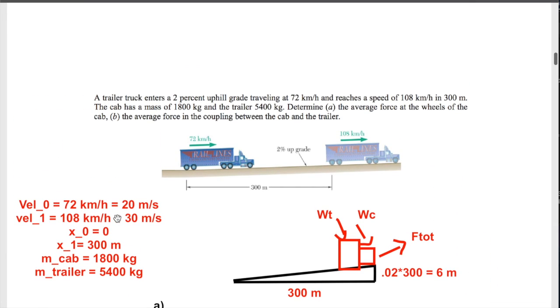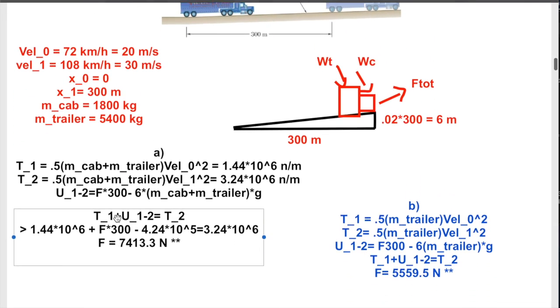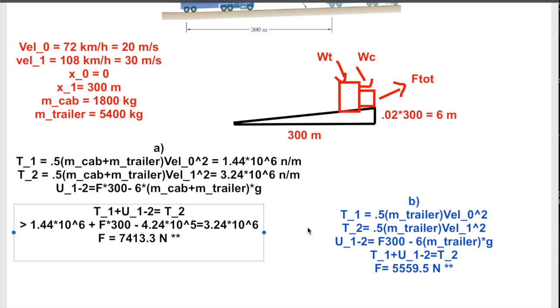So for B, we want to find the average force in the couplings. It's pretty similar to what we did in part A. But instead, for our equations, we just use the mass of the trailer, and we're trying to find the force between them. So we have the trailer. We use the kinetic equation, but just for the trailer. Same thing with T2 kinetic equation, just for the trailer.